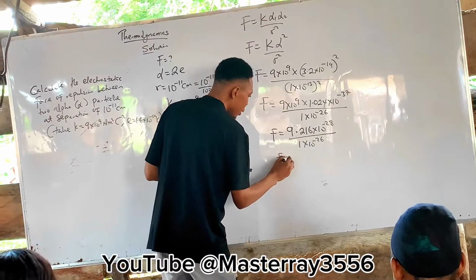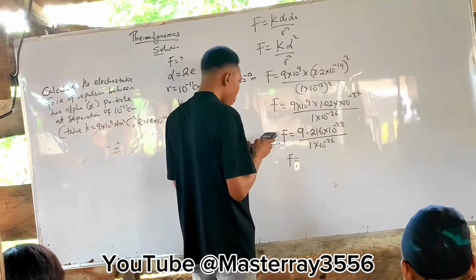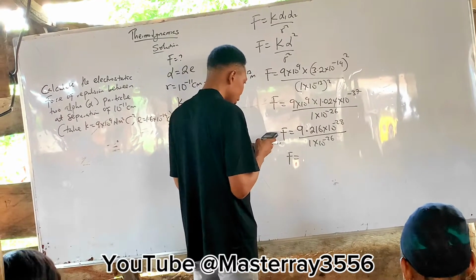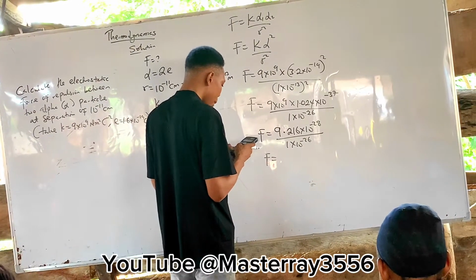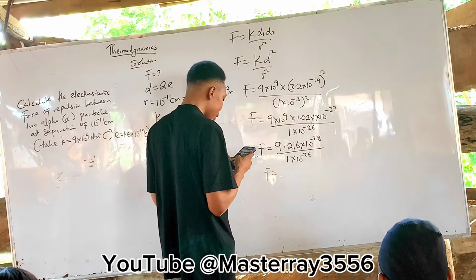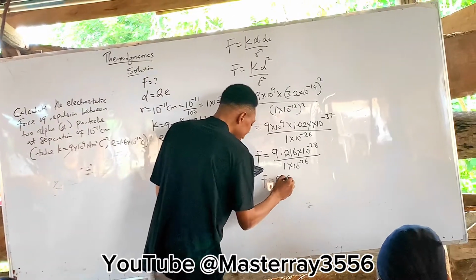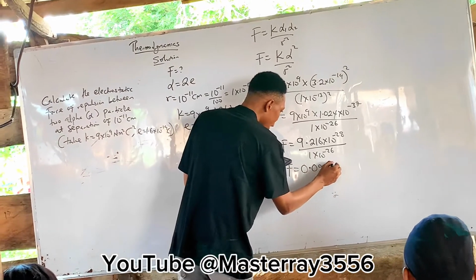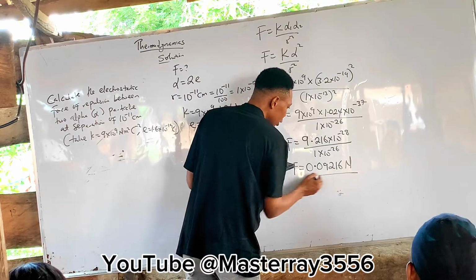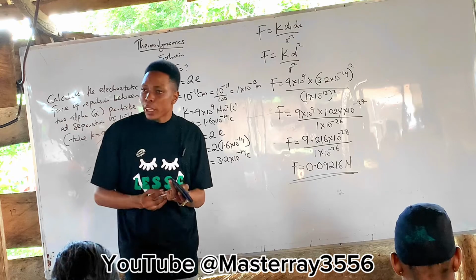So our F will be equals to, divide this, 9.216 exponential minus 28 divided by 1 exponential minus 26. So we have 0.09216 Newton. So that's our final answer. Please, any question?